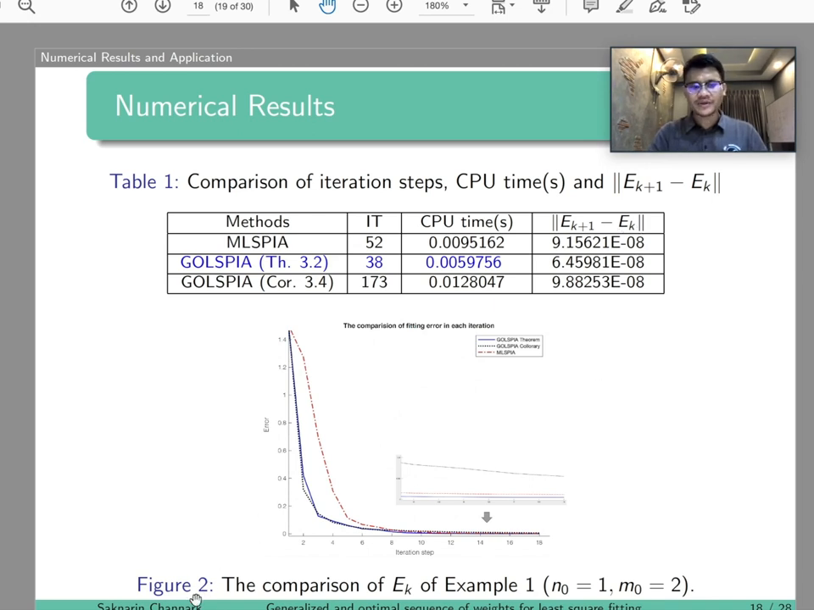And Figure 2 is the comparison of the error at each iteration. We can see that the blue line is GOLSPAA from the theorem, the red line is MLSPAA, and the black line is GOLSPAA from the corollary. From this graph, we can see that GOLSPAA from the theorem has a better convergence rate than GOLSPAA from the corollary and the MLSPAA method.